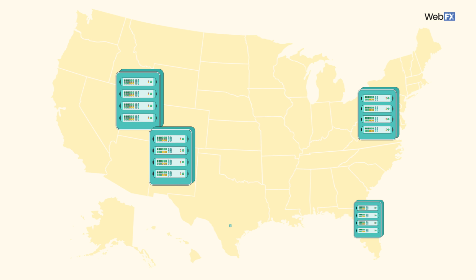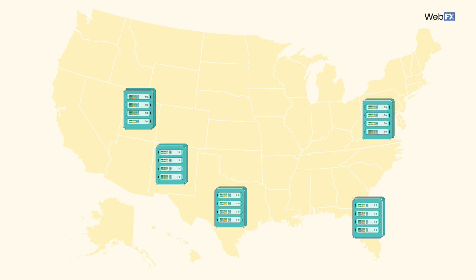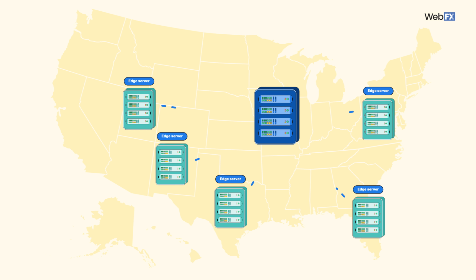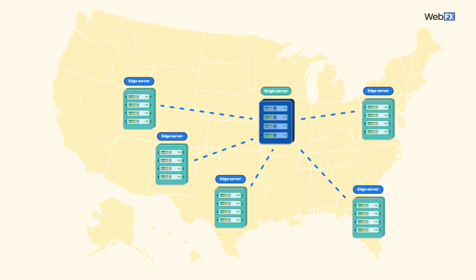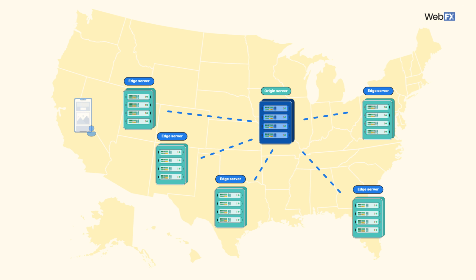That's where a CDN comes in. A CDN consists of multiple servers spread out across a geographic area. Each of those servers, called edge servers, connect back to the server where your original website is stored, called the origin server. With a CDN, when a user visits your website, their device doesn't connect directly to the origin server. Instead, they're connected to the closest edge server.